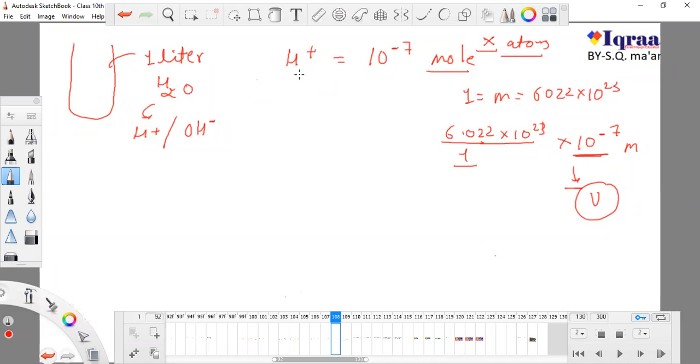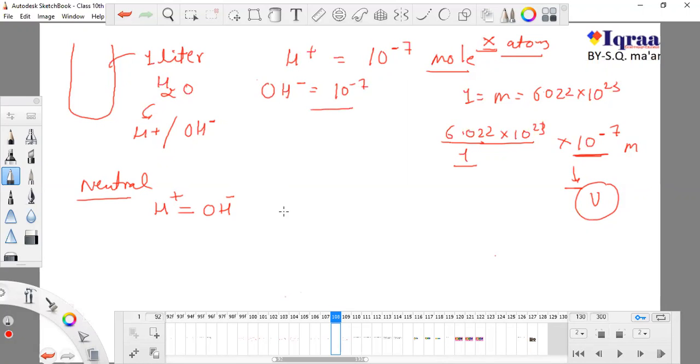It will be a number. And if this is neutral, we know that water is neutral. What does it mean that the number of H plus ions is equal to the number of OH minus ions? The number of H plus ions is 10 to the power minus 7 in water, so the number of OH minus ions is definitely the same, because it is water and it is neutral.